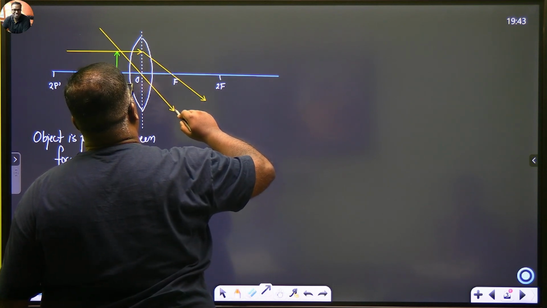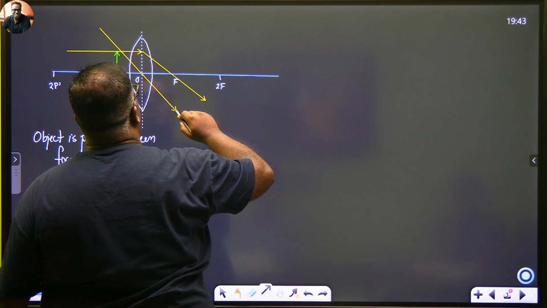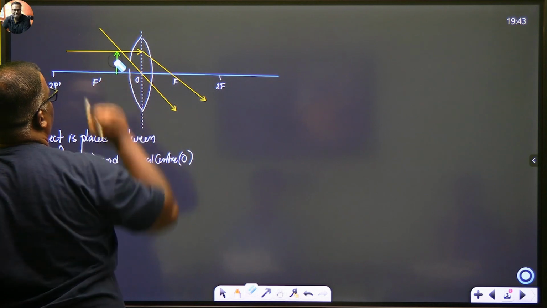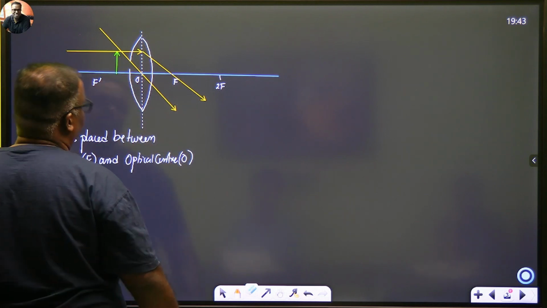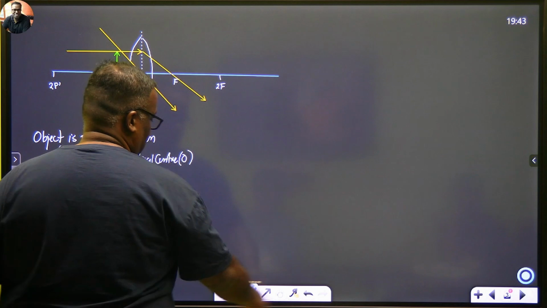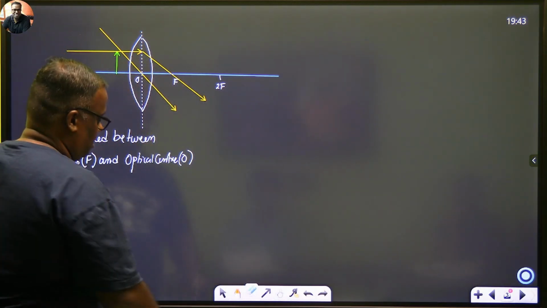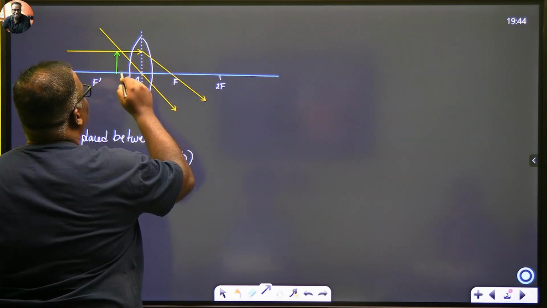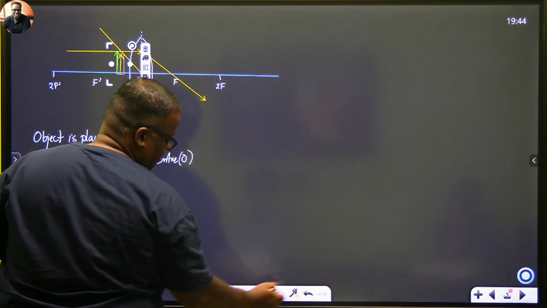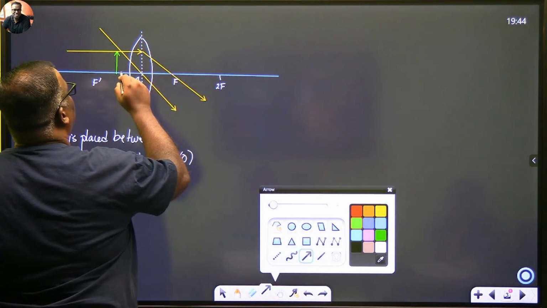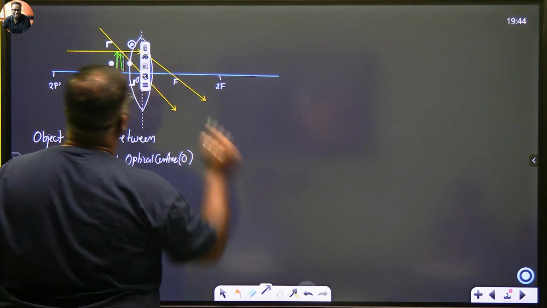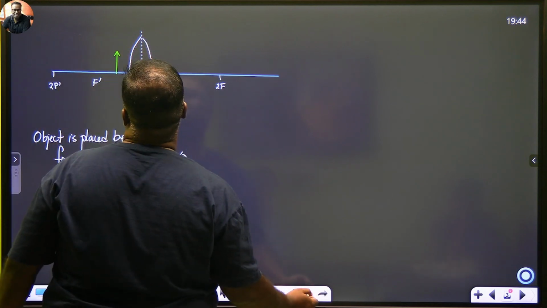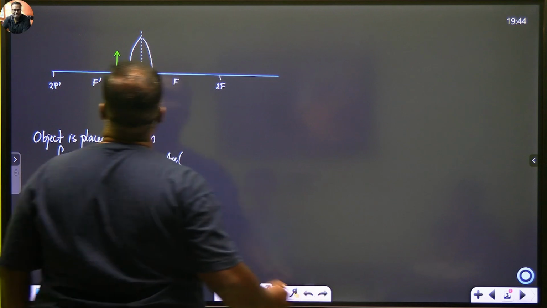So I'll slightly change the position of the object. Imagine that, children, pardon me for this. This is not the object. Where it meets, that is the object. So I'll not draw the object this time.